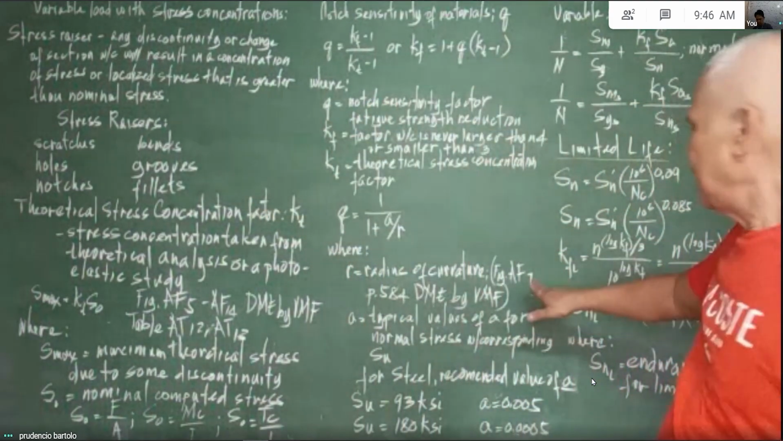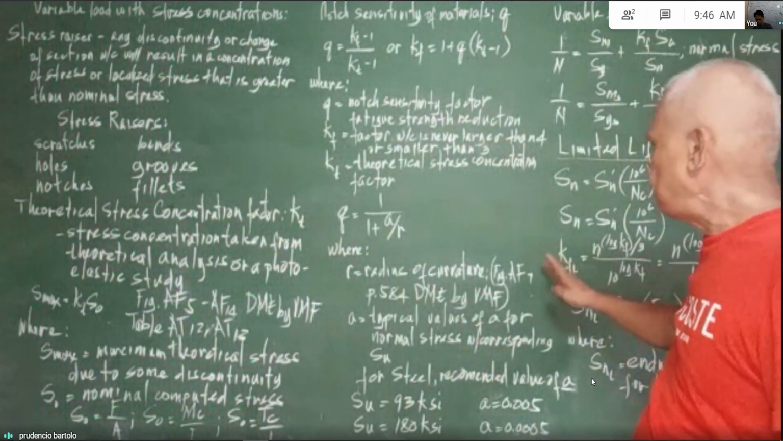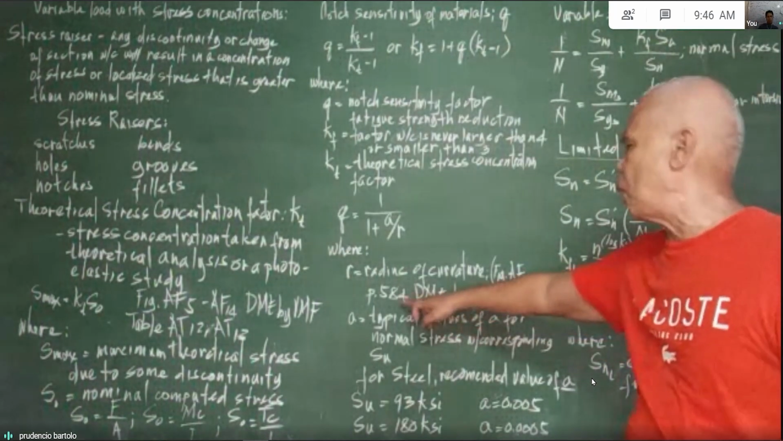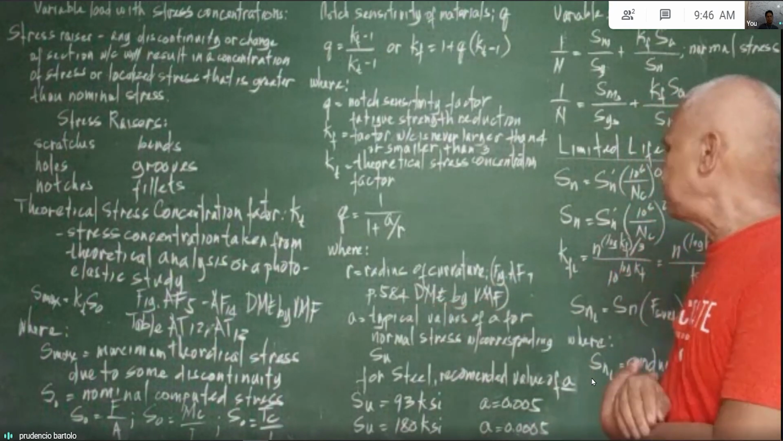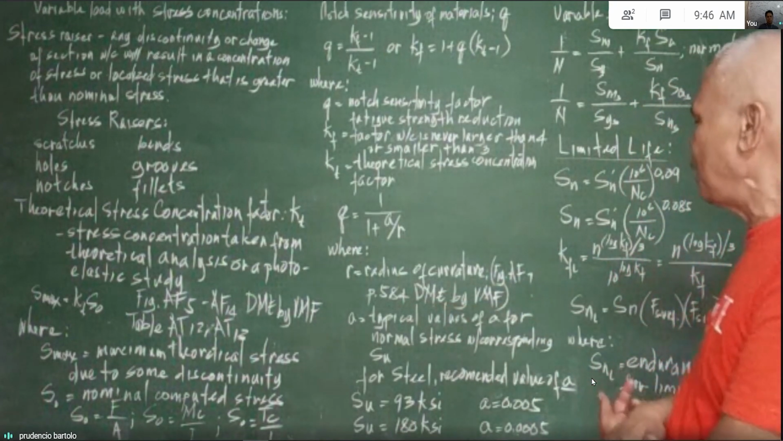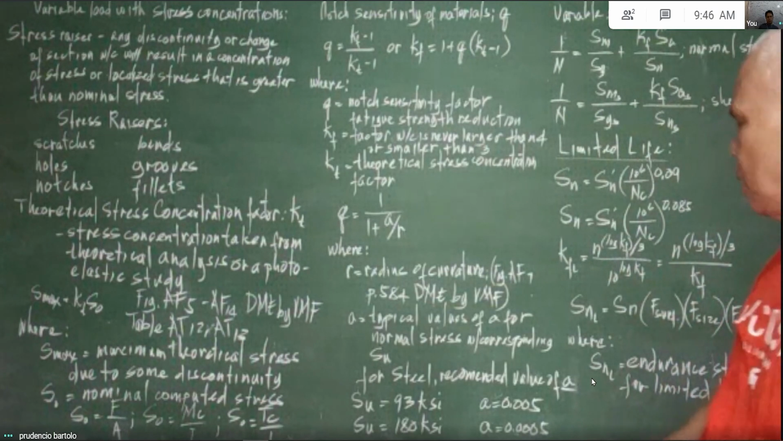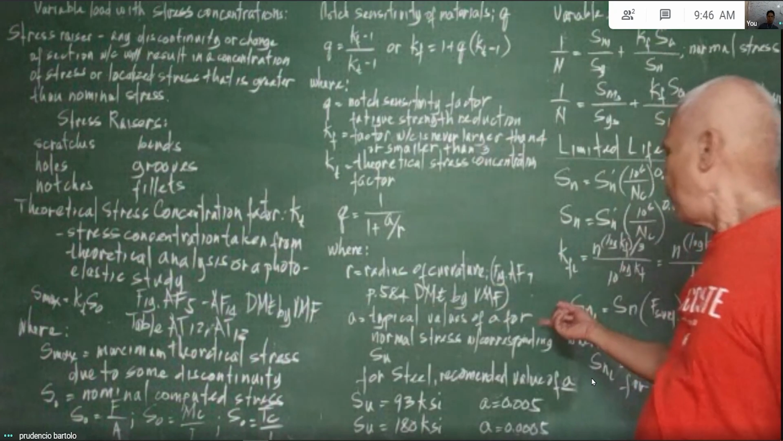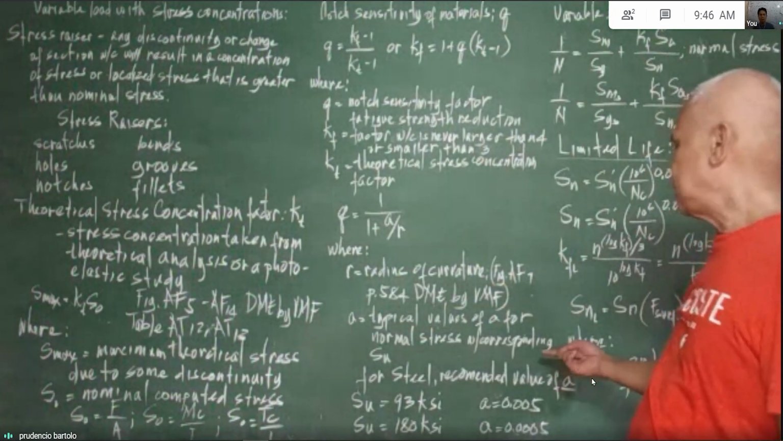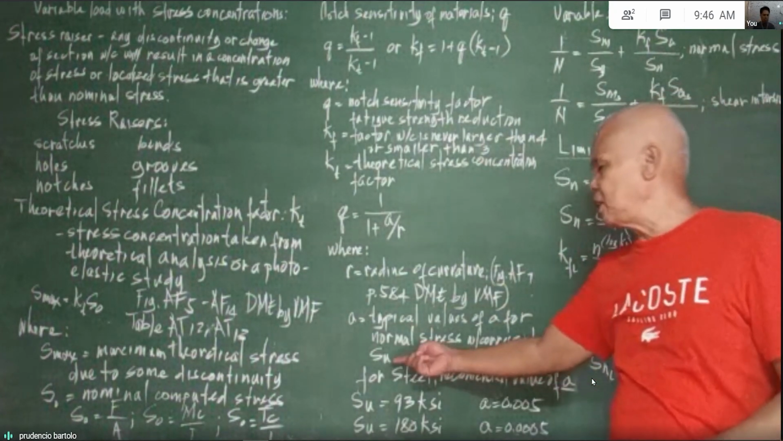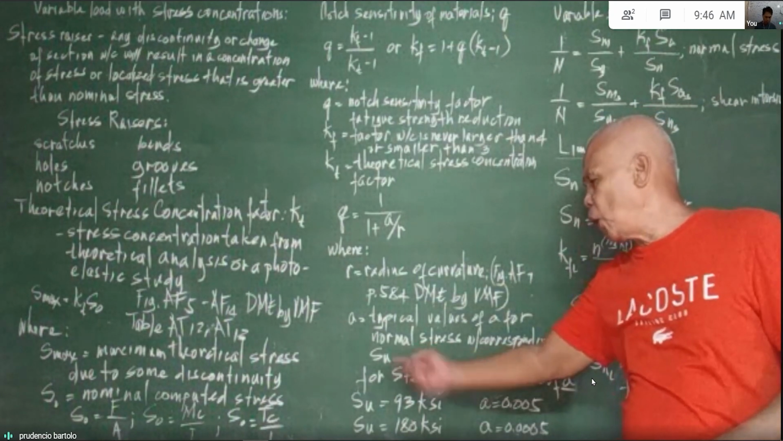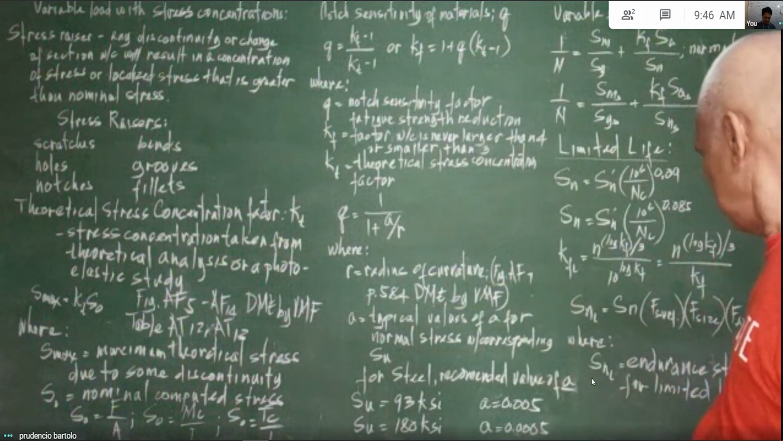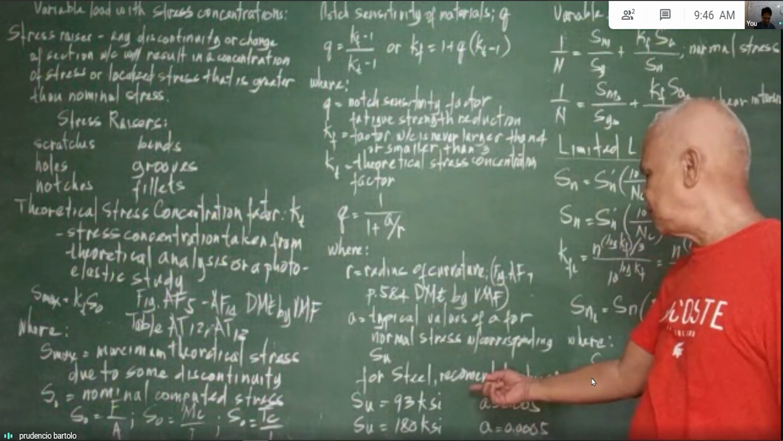So, that can be taken from figure AF7, page 584 of the Design of Machine Elements by Virgil Moringfield. And this is the typical values of a for normal stress with corresponding SU, or ultimate strength, which is taken for steel.